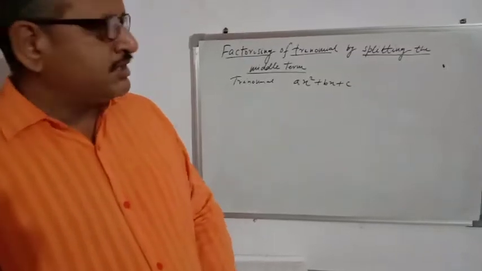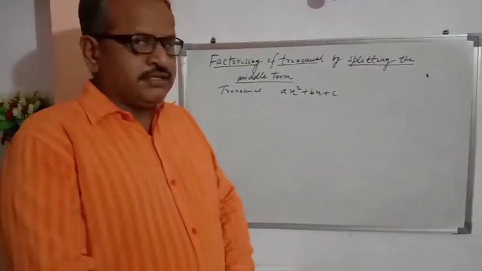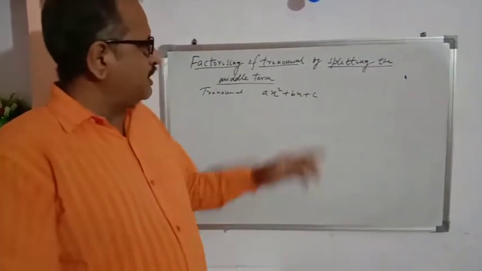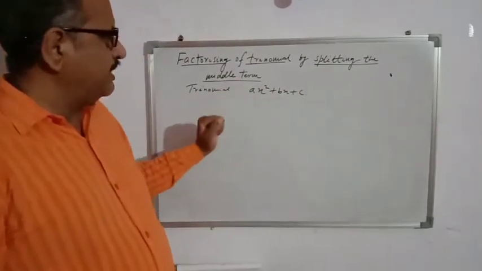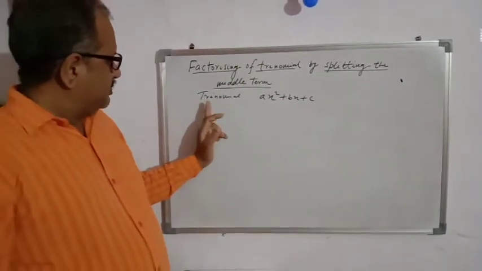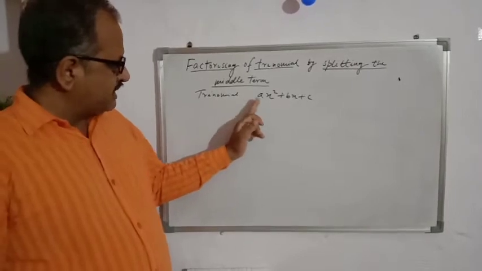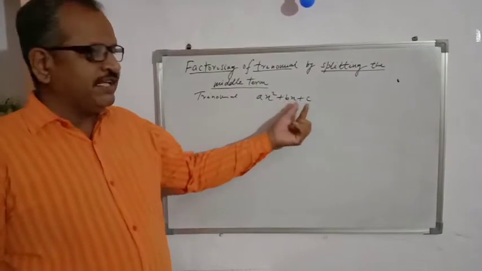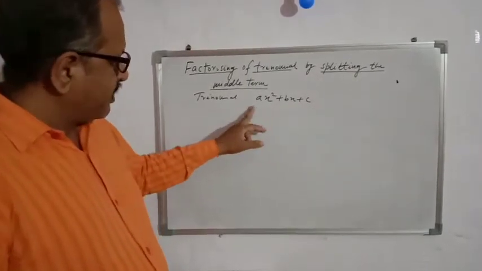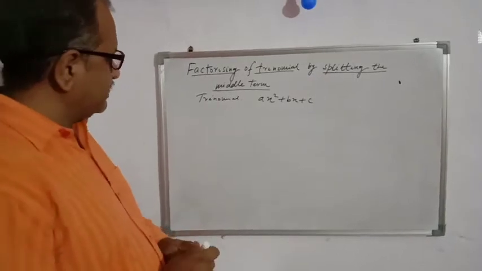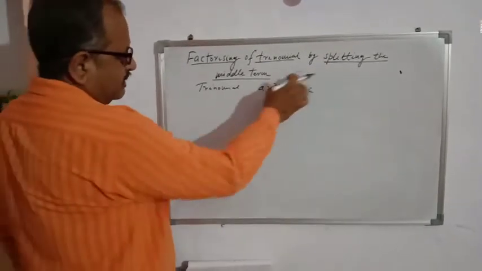Students, in this video we will study the factorizing of a trinomial by splitting the middle term. What is a trinomial? It contains three terms, like ax square plus bx plus c. So how will we factorize it? By splitting the middle term.